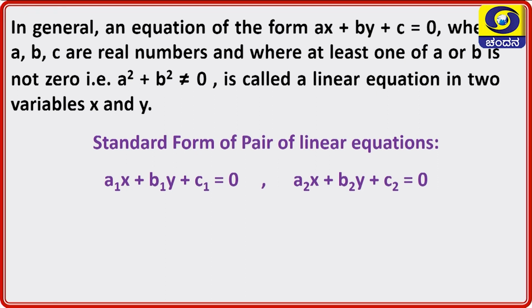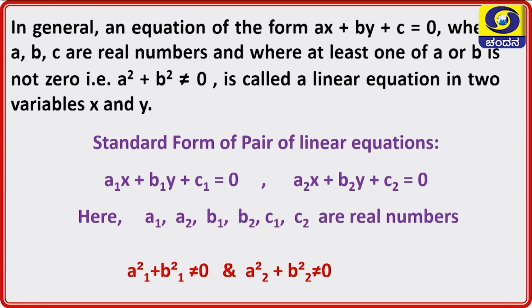What is the standard form of a pair of linear equations? a1x plus b1y plus c1 is equal to 0 and a2x plus b2y plus c2 is equal to 0. Here a1, a2, b1, b2, c1, c2 are all real numbers, but the condition is a1 square plus b1 square must not equal 0 and a2 square plus b2 square should not be equal to 0.